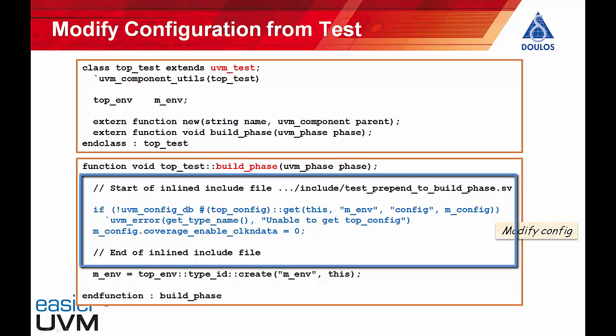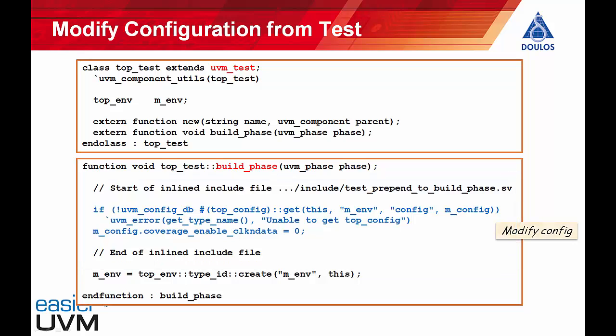So the text shown in blue here is a user-defined code fragment that's been sucked in and inlined within the automatically generated code. And what this code fragment is doing is getting the top-level configuration object from the configuration database and then modifying one of those configuration parameters. In this case, we're setting the coverage enable flag of the clock and data agent to 0 to disable coverage collection for a particular component. And you could modify any configuration parameters, including configuration parameters predefined by Easier UVM, or indeed user-defined configuration parameters, using this same mechanism.